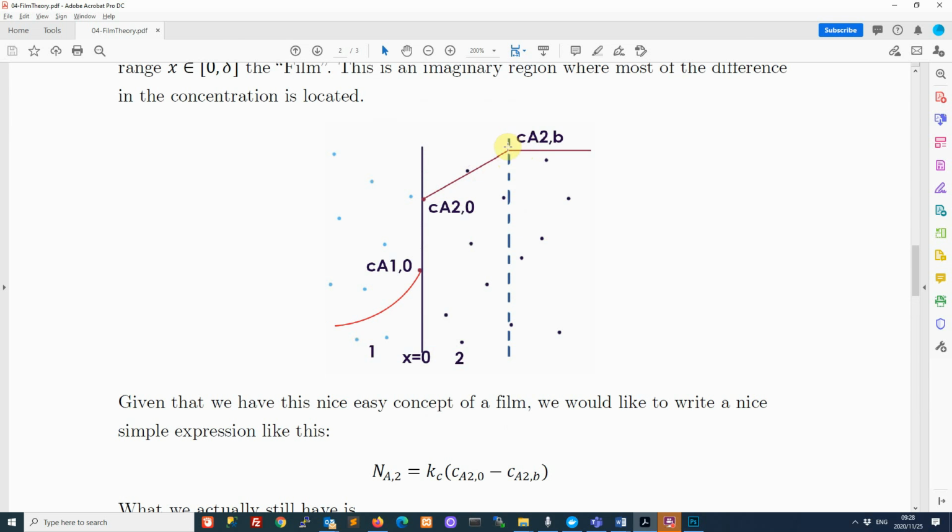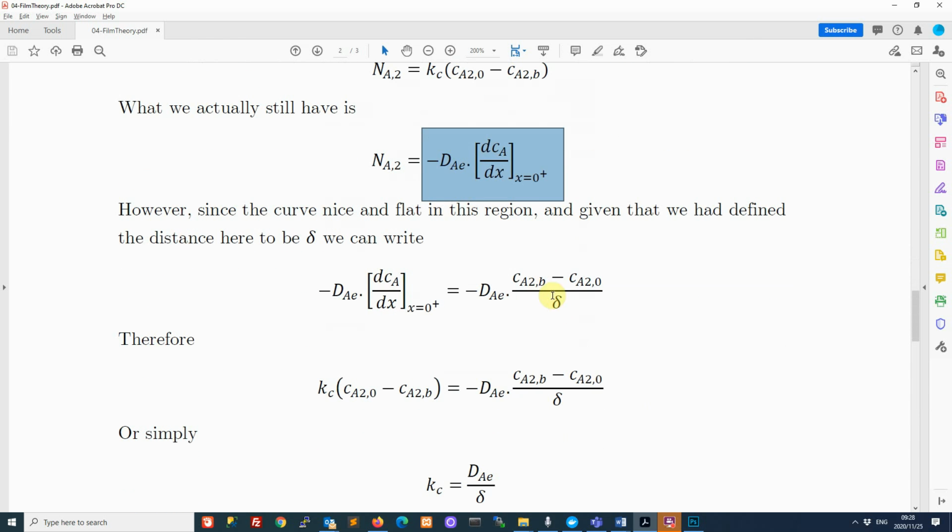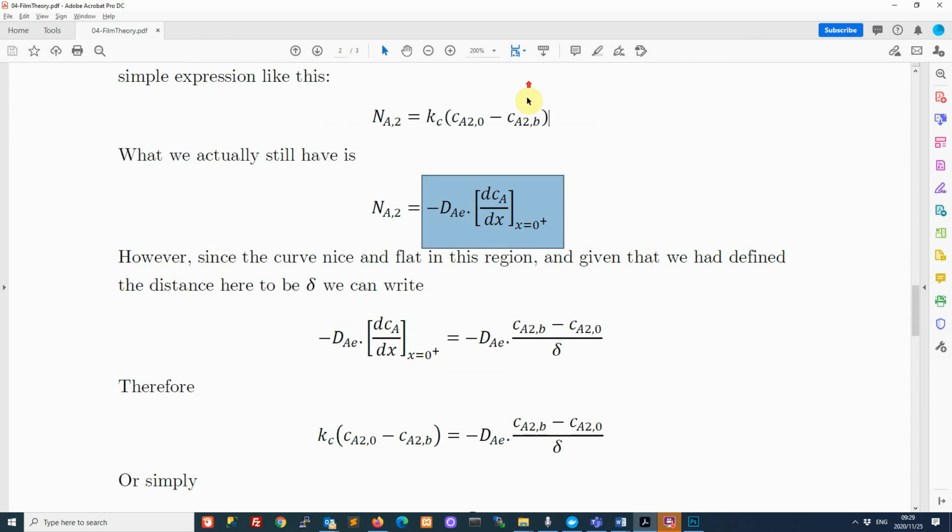So we know it's this concentration minus this concentration, and then we can define this thickness to be delta, lowercase delta. So that's what we do here. So we say, if we are trying to find a similarity between this proposal and this more rigorous view, then the right-hand side needs to change. So we need to write an approximation to this right-hand side.